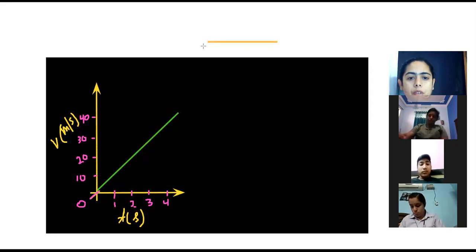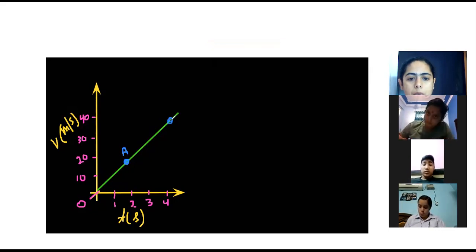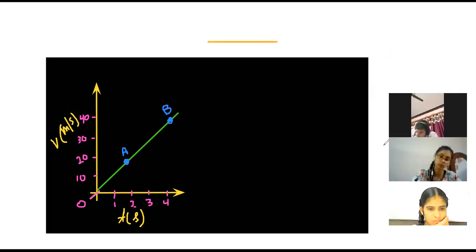Okay, you have to find out the points, like the object moves from point A to point B. Let's say this is point A here. The object moves from point A to this point B. Find out the displacement in this case.